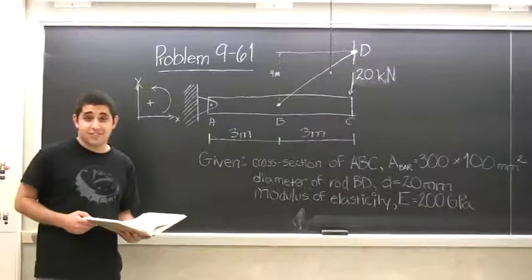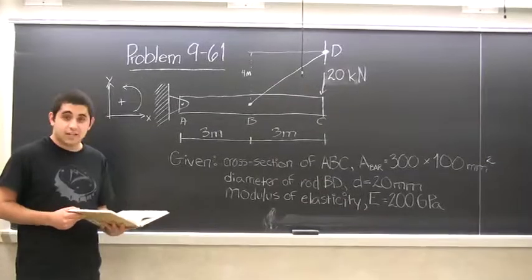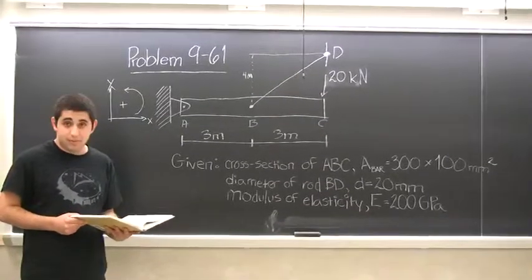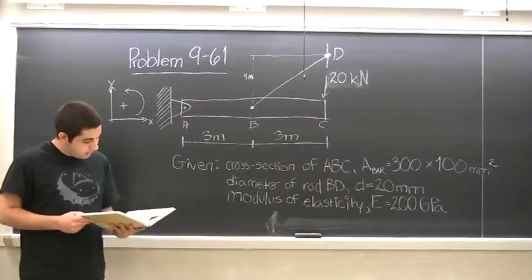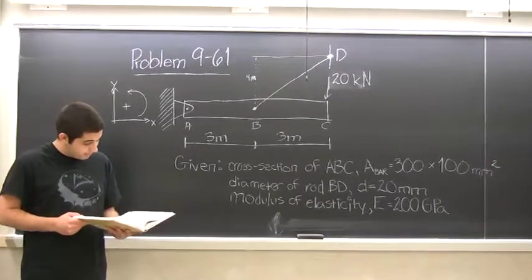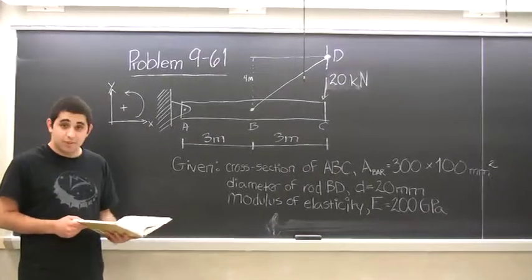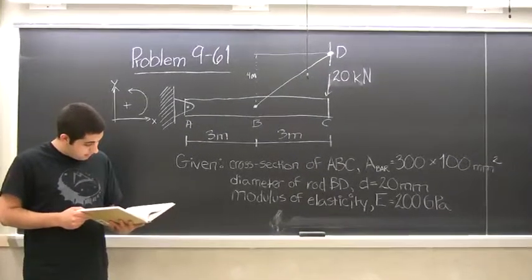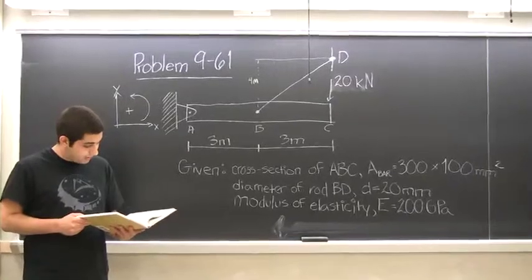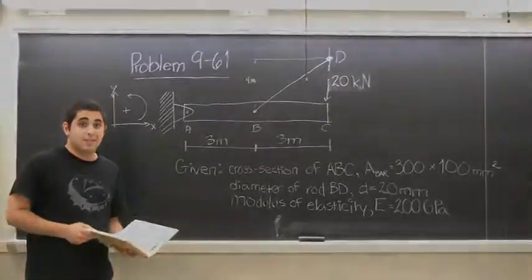Problem is 9-61, and the givens are bar ABC has a rectangular cross-section of 300 millimeters by 100 millimeters and is attached to rod BD, which has a diameter of 20 millimeters. We're trying to determine the slope at A, knowing that E equals 200 GPa, and we are considering only the effect of bending in ABC and axial force in BD.